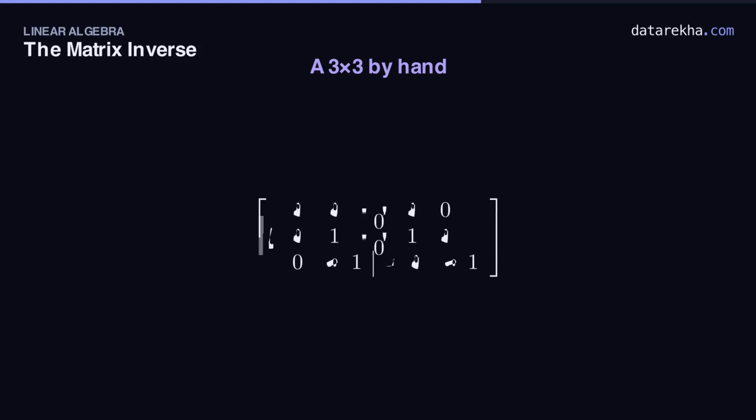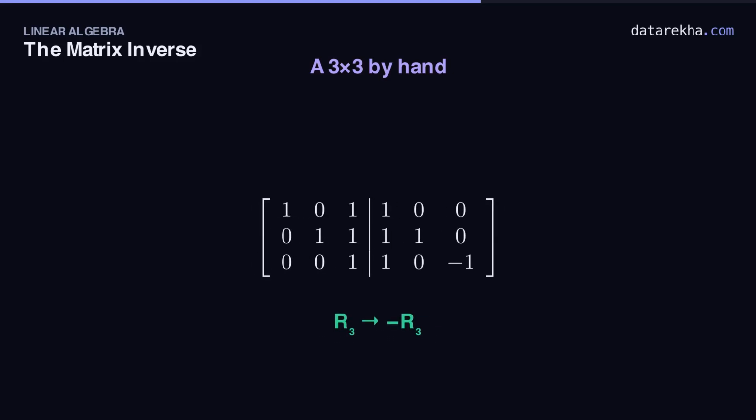The third pivot sits at -1. So multiply the whole row by -1 to make it a proud positive 1. The right side flips to 1, 0, -1. Now sweep upward.